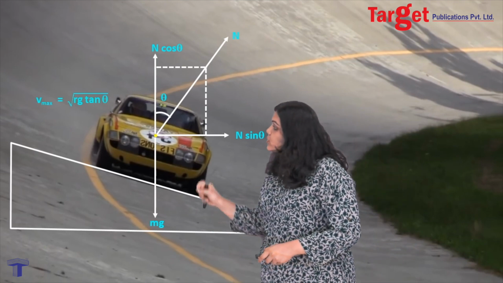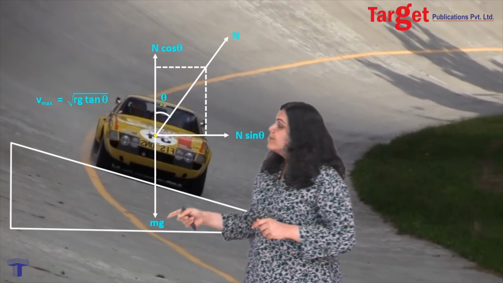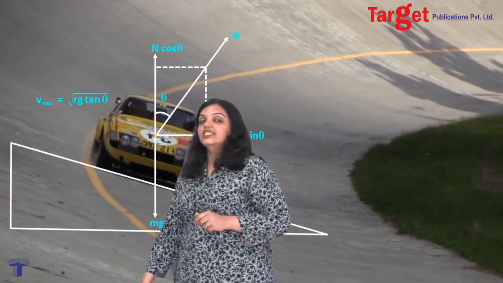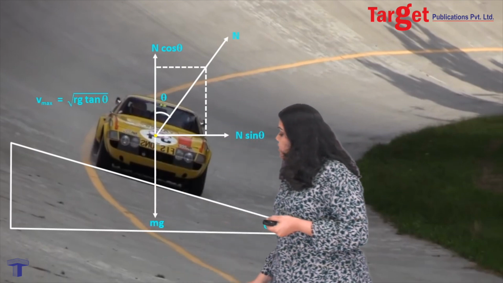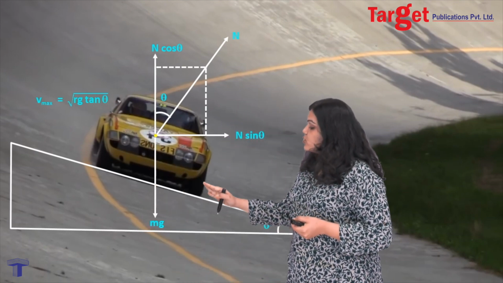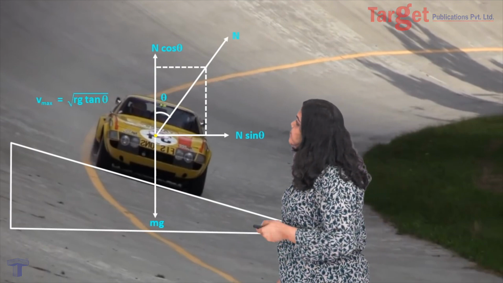And therefore now the new condition for not skidding is not root mu s r g, but here the condition is root r g tan theta, where r is the radius of curvature and theta is the angle of banking, that is the angle between the elevated road and the horizontal direction.